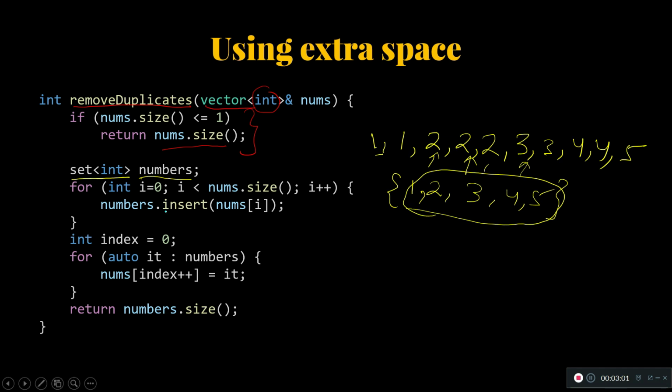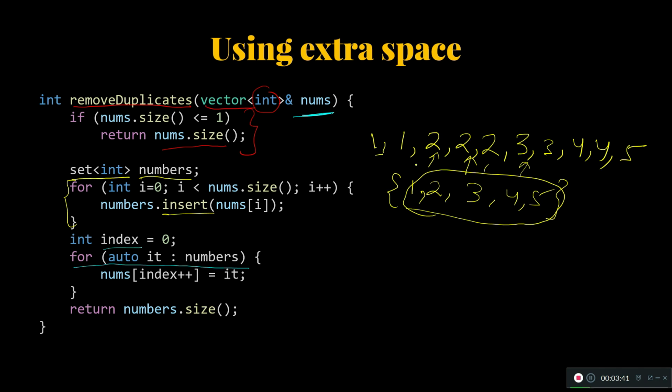Now what we do is we add each of the elements to the set by using the insert function. We have created a set with numbers and we insert them. Now we simply take all the elements in the set and replace the elements from index 0 to the number of elements in the set. So we iterate over the set and, from index 0, we keep replacing the given array with the current element in the set.